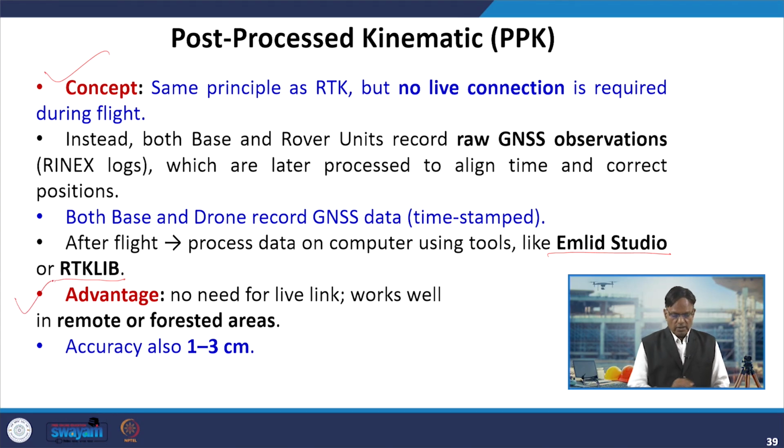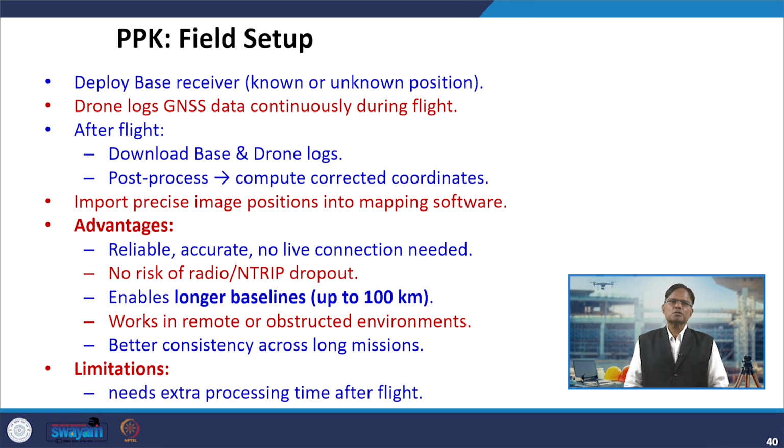It has the advantage that you do not have to make a live link between the base station and the rover station. It works well in remote or forested areas also, and you get as high accuracy as in the previous method, 1 to 3 centimeter. So nowadays the post processing kinematic method is also preferred.